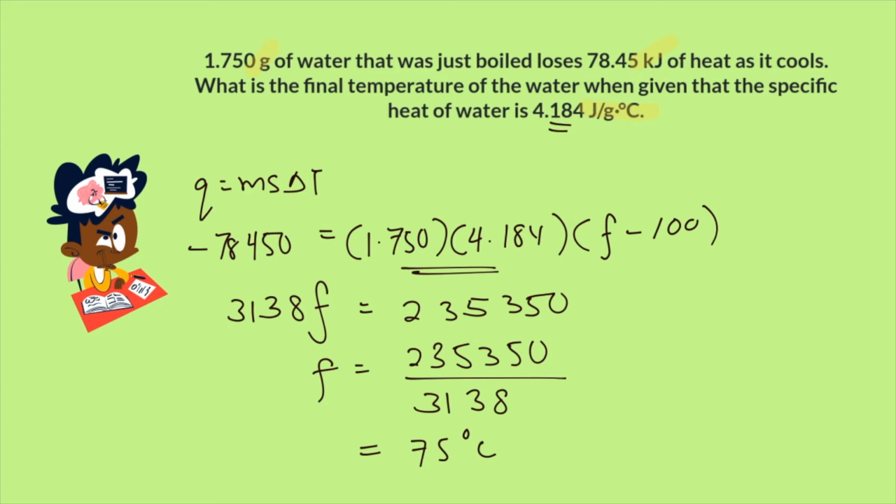But from the choice of answers given to you, the answer should be in Kelvin instead of degrees Celsius. So what you can do is 75 plus 273 to convert it to Kelvin. You should get your final answer equal to 348 Kelvin. So this is the final answer for the first question.